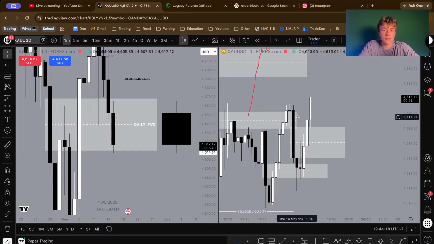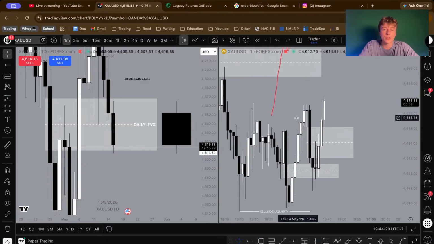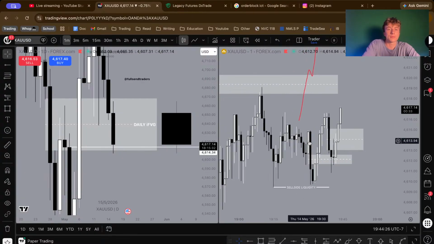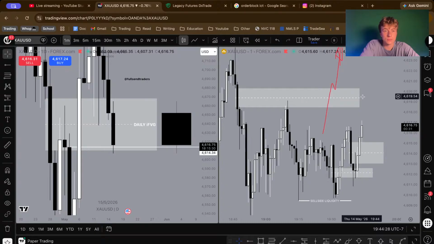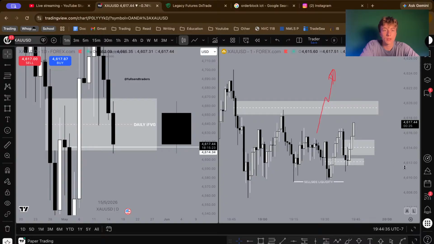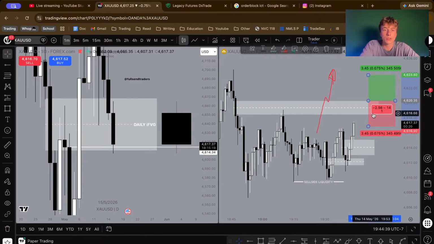We got a nice IFVG right there. We're getting a beautiful rejection from here. You guys can see we're starting to create higher lows. We're breaking the highs. I love to see it. All right, boys, when we close above this gap, we're going to go in for some longs. Remember what I said? We're looking for a position. Once we close above this gap, our stop loss is going to be 40 ticks, so it's going to be from 4620 to 4616.